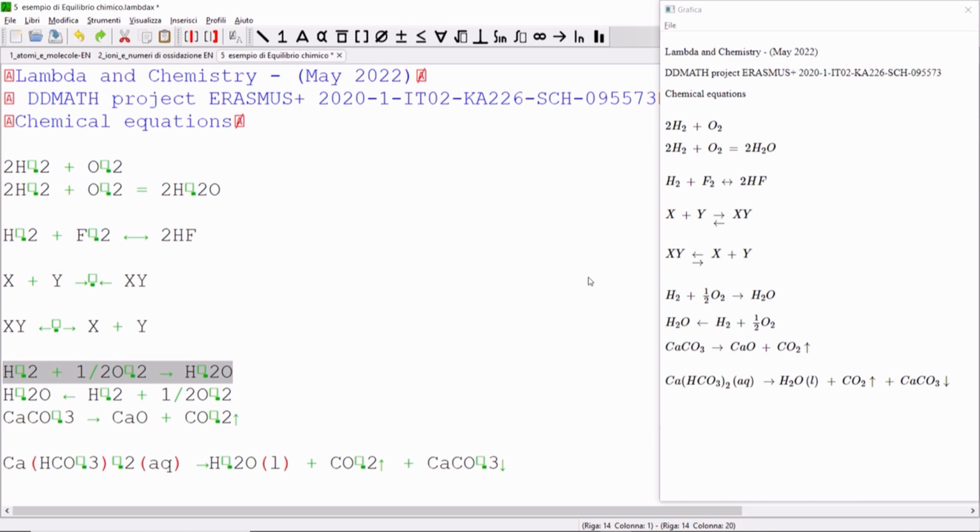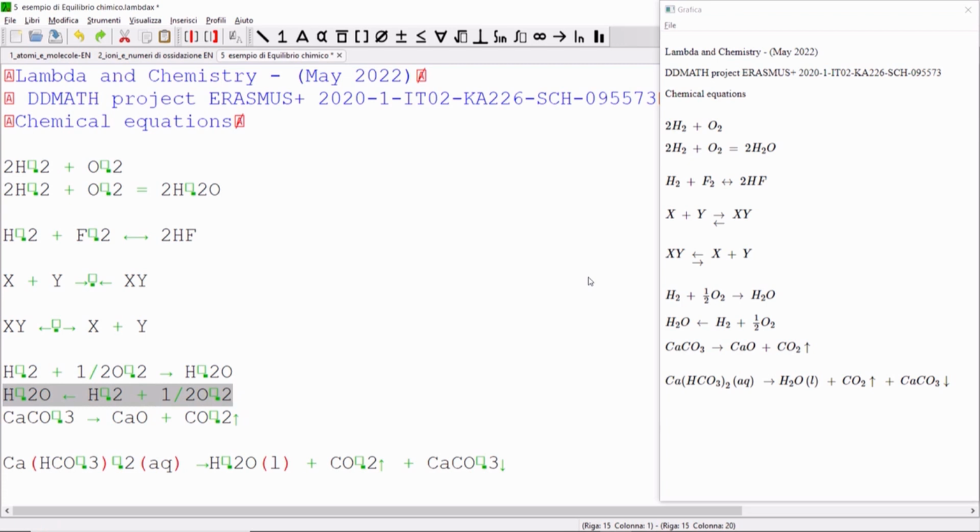Another synthesis reaction, reverse and non-reversible. In this case only left arrow is inserted. H subscript 2 O, left arrow, H subscript 2 plus a half O subscript 2.